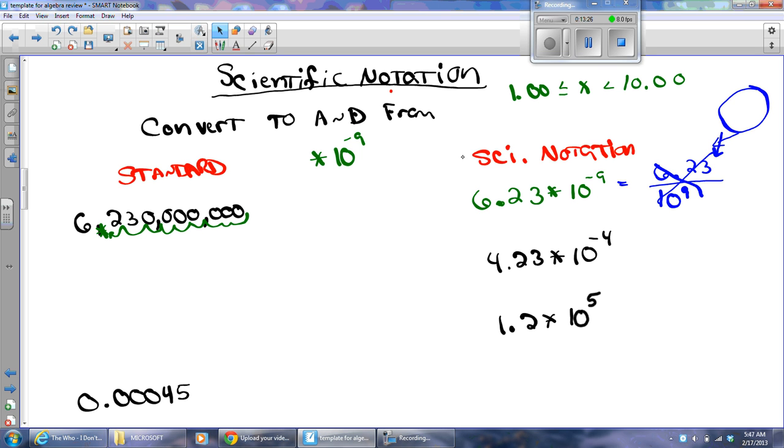Okay, well, let's take a look at this one here, the 4.23 times 10 to the negative 4th. I know that this negative exponent means it's like division. So this number here, this 4.23, is being divided by a big power of 10. I mean, 10 to the 4th is 10,000. So if this is being divided by 10,000, it's going to get much smaller, isn't it?